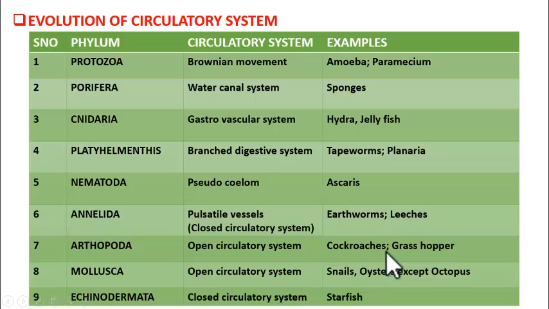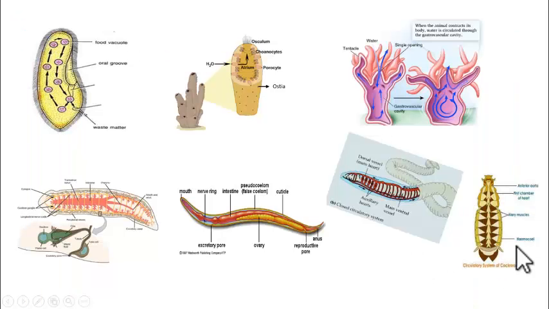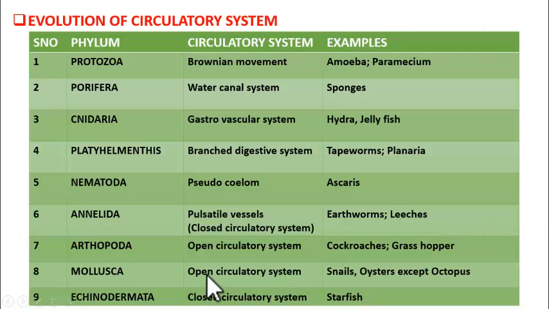The examples are cockroaches, grasshoppers, etc. See here, this is cockroach. Inside cockroach, the body cavity is completely filled with blood. So all the tissues are bathing inside blood. And there are no blood vessels here. Only heart is present, and that too it is 13 chambered heart. In this heart, blood moves from posterior end to anterior end and then into body cavity. So directly blood circulates the material to the tissues. There are no blood vessels. This type of circulatory system is called as open circulatory system. Got it?